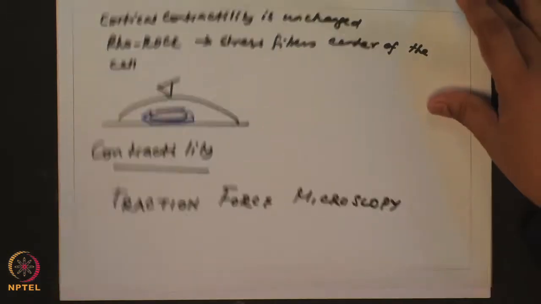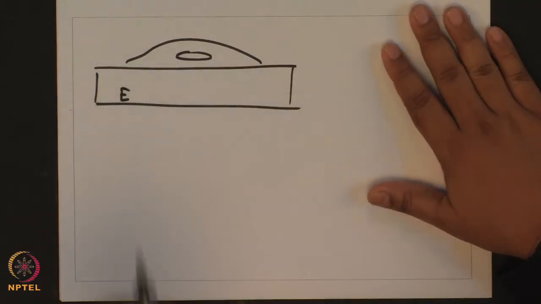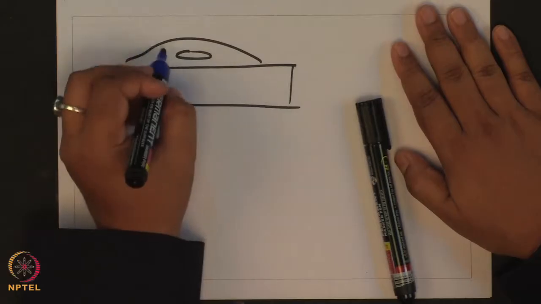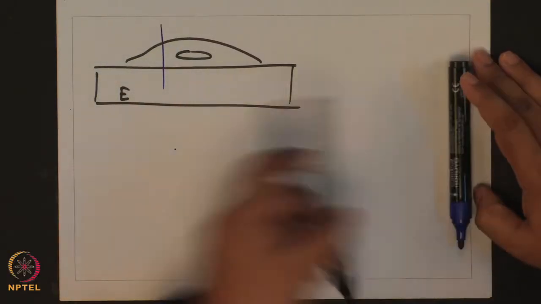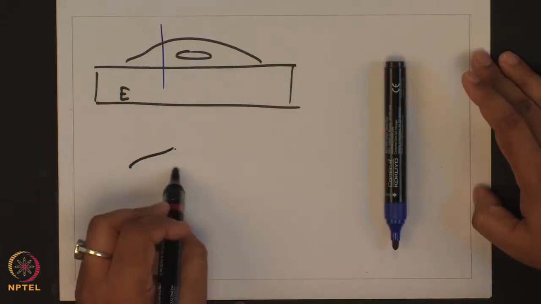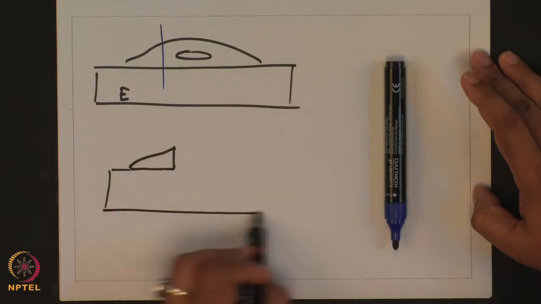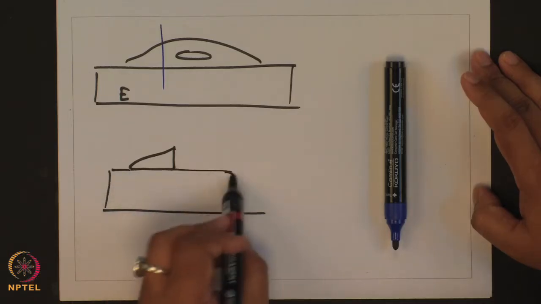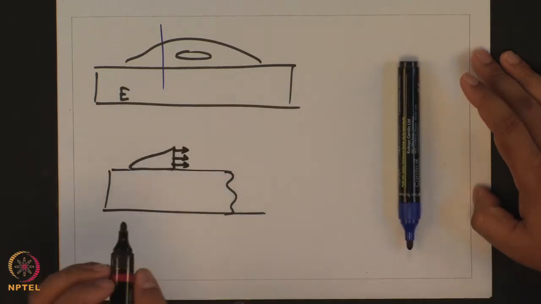Okay. So, let me explain what exactly is TFM. If you have a cell sitting on a substrate of given stiffness E, what I can do is, let us take a section of the cell here. So, what you have is a section of the cell, the cell is exerting internal forces.